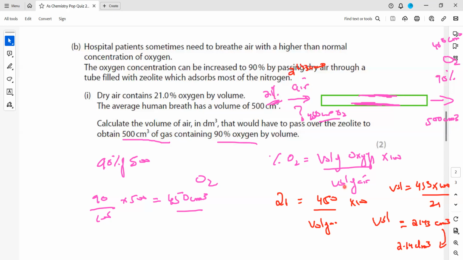Is it clear, this one? Any doubt in this part? Okay.